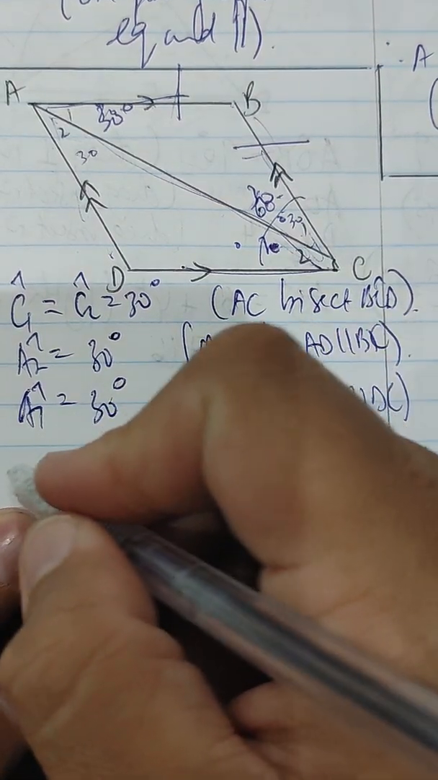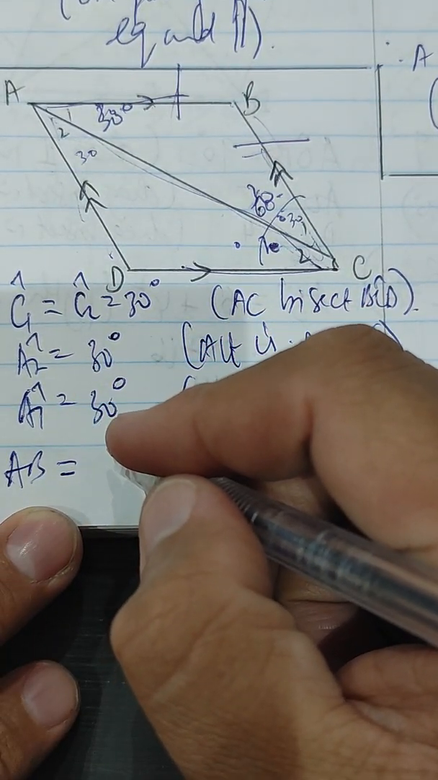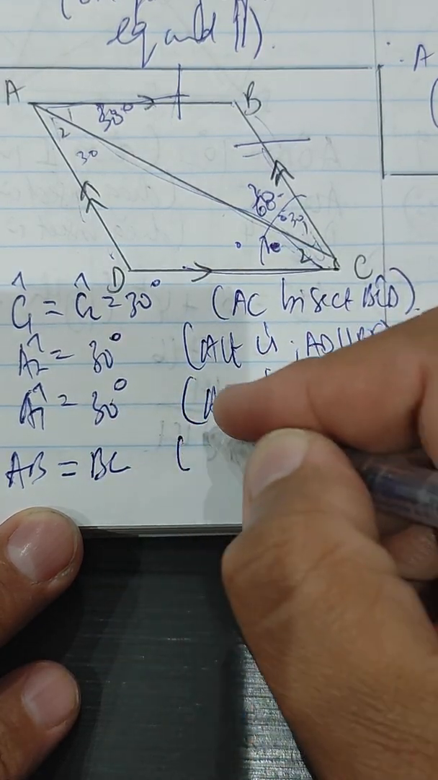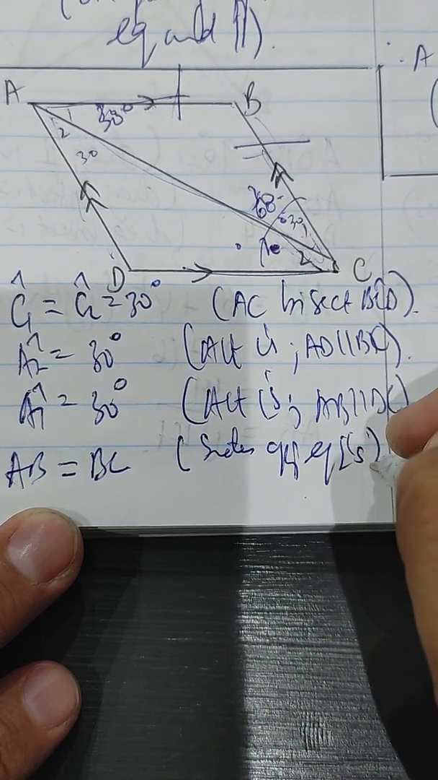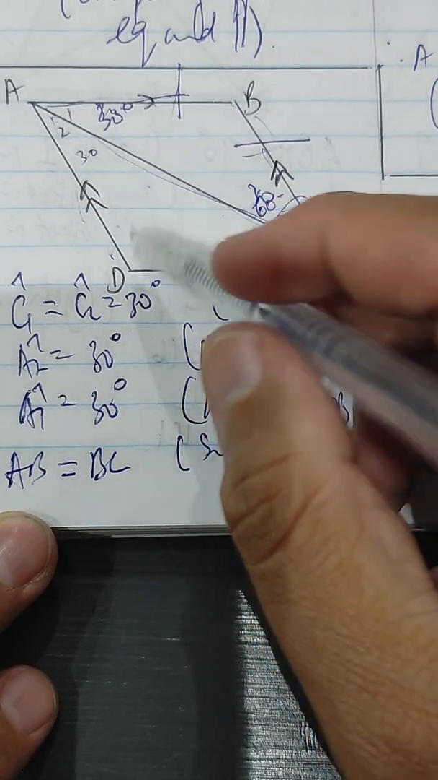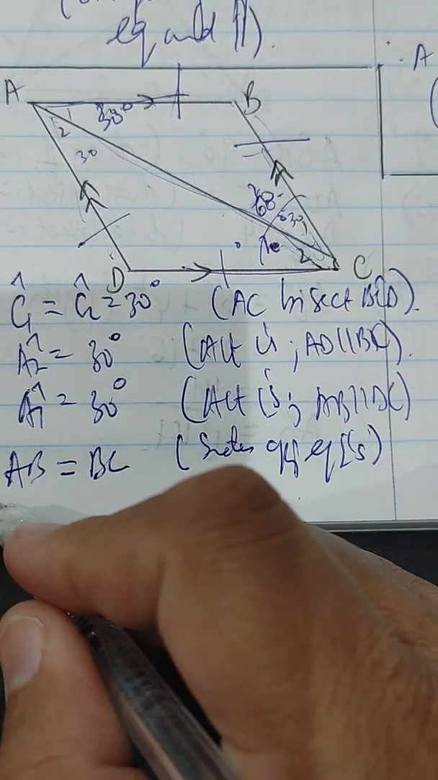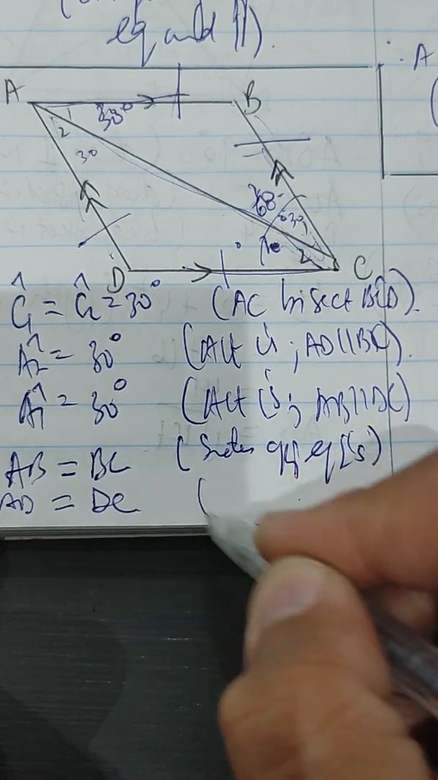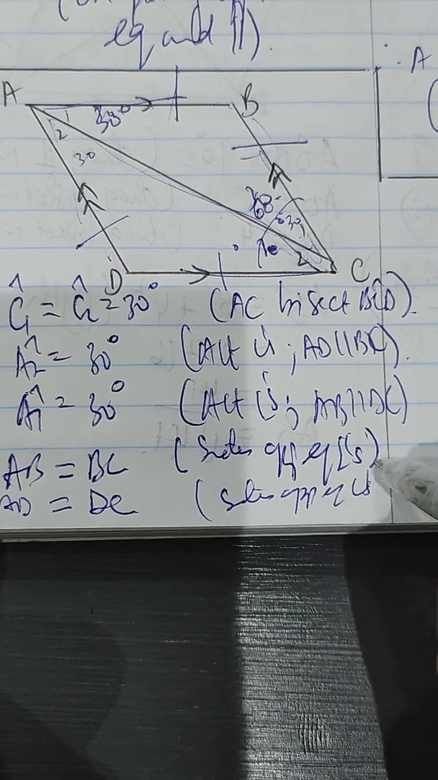AB is equal to BC. Okay, why? So sides opposite equal angles, as well as this length will be equal to that length, which is AD has to be equal to DC. Sides opposite equal angles.